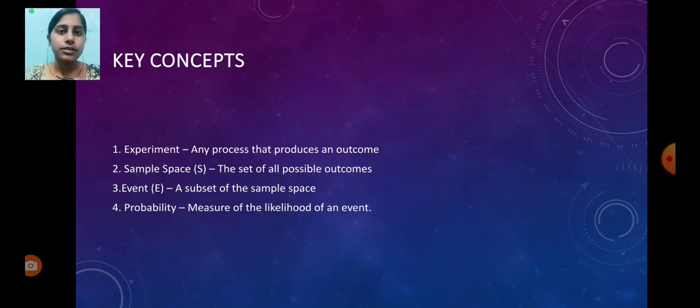Key concepts. So the key concepts of probability are experiment, sample space, event, probability. Experiment. Any process that produces an outcome is called experiment, where the sample space can be defined as the set of all possible outcomes. It is universal. Event is denoted by E. It is a subset of a sample space. Probability. It is the measure of likelihood of an event.